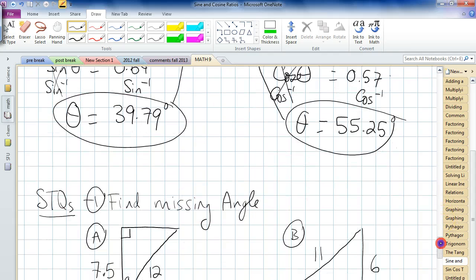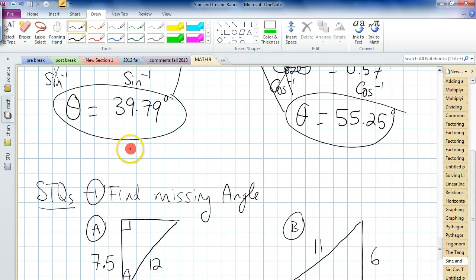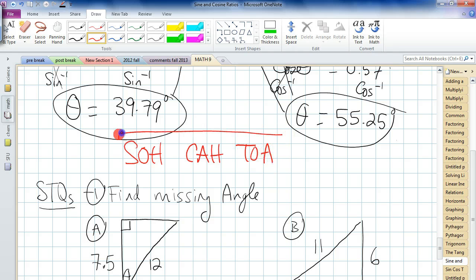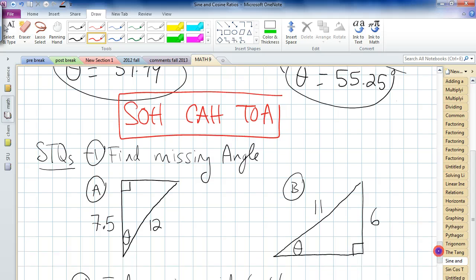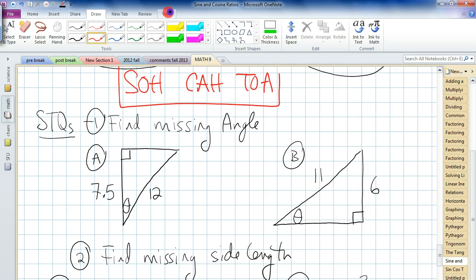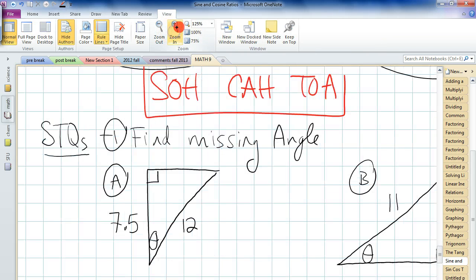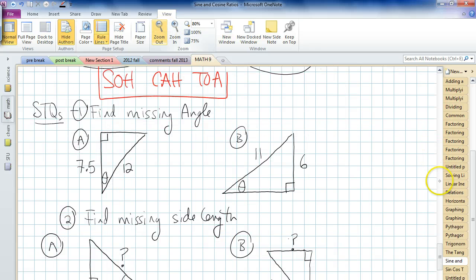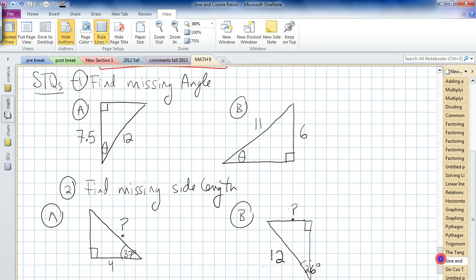So there you are. Remember, SOHCAHTOA. Use your friend SOHCAHTOA to help you answer these questions here. Let's fit it all in. So find the missing angle for these two, and then find the missing side length for these two. That's supposed to say 26.